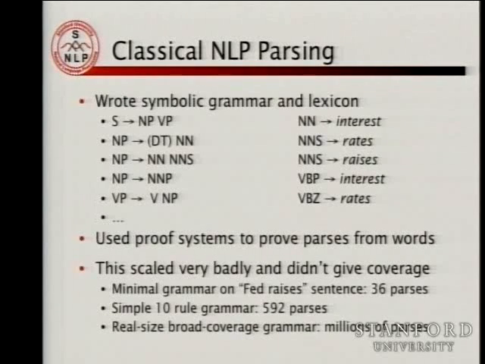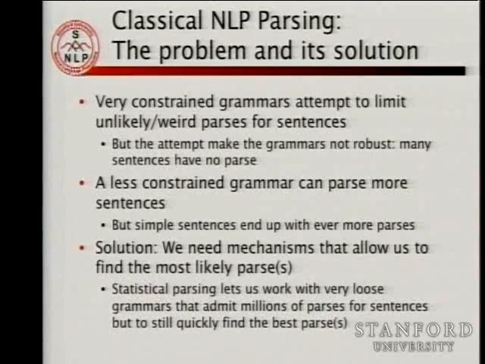Most of which are incredibly weird and unlikely looking, but are nevertheless licensed by the grammar. In fact, as we'll discuss later, for certain ways of building grammars from treebanks, technically the kind of grammar you're using actually licenses an infinite number of parses for sentences, because it can just build infinite structure up above sentences. Okay, so the problem with non-probabilistic parsing was that there essentially wasn't a good way to solve that problem.